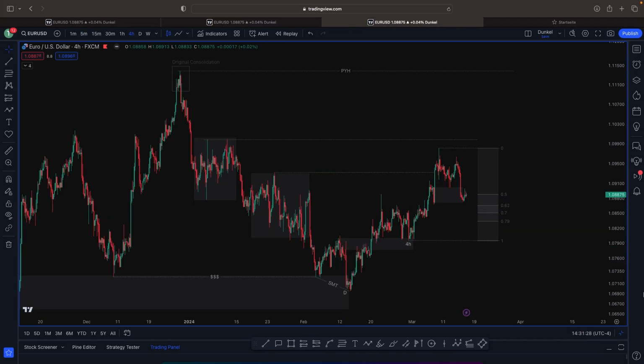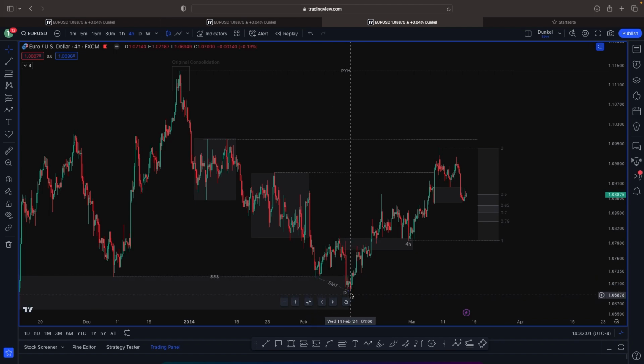So we've talked about the basic structure of the market maker buy model, and now it's time to go over some real life chart examples and look for this model. And as you can see, I've already marked it up. We start with an original consolidation, which in this case is just a swing high. Then we get the different stages of distribution until we get the smart money reversal.